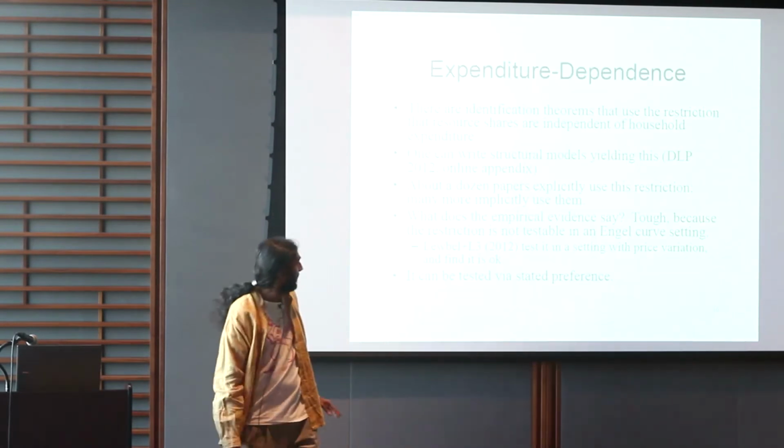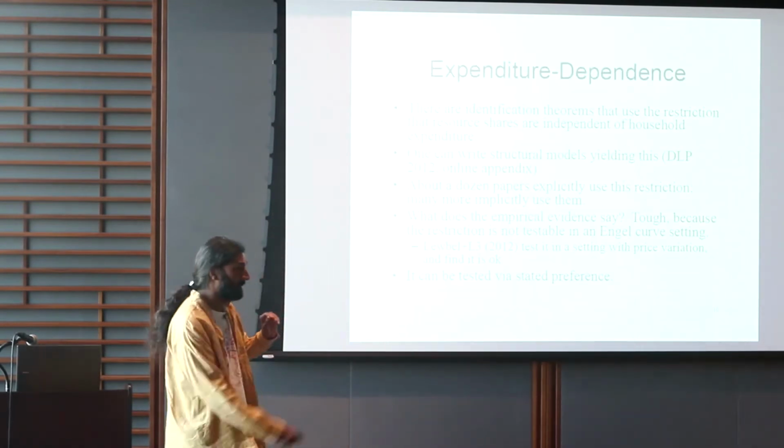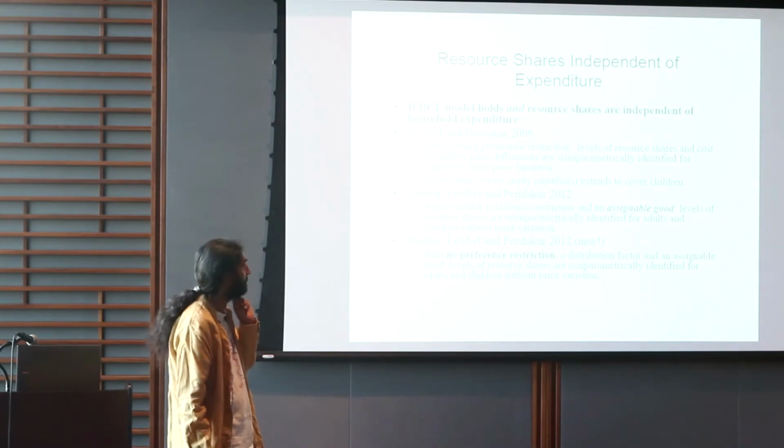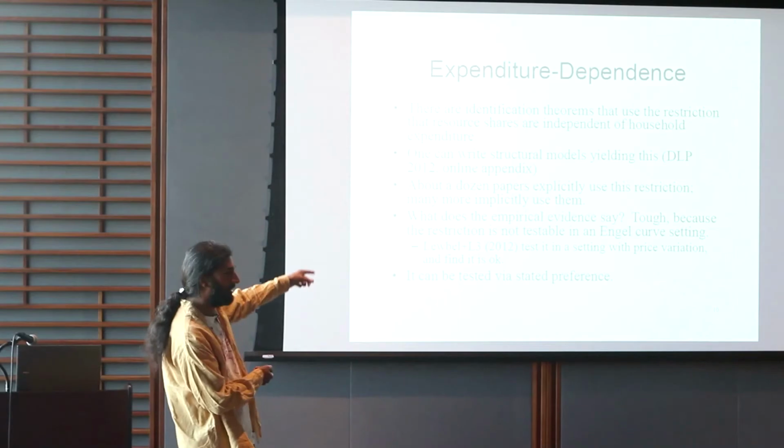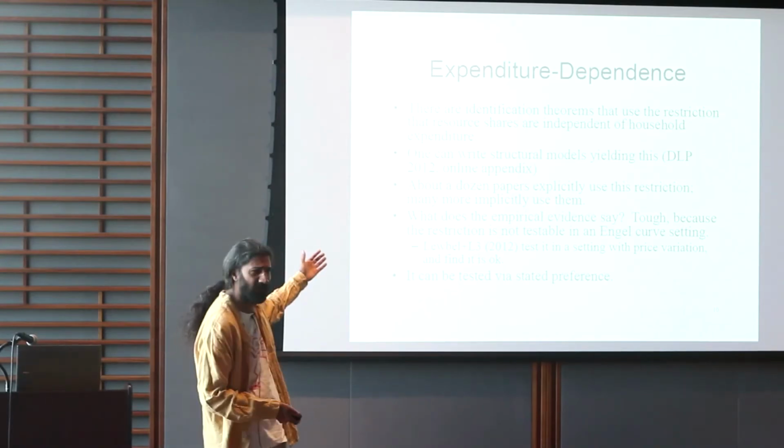Okay, so could you just go back 1 second on the previous slide? Everything's going to be maintained on this key ID that resource shares are independent of household expenditure. That seems strong. Yeah, it's totally strong. How could you believe this thing? No, I'm just asking exactly what the necessary conditions are. Do you have a good characterization of the class of preferences?